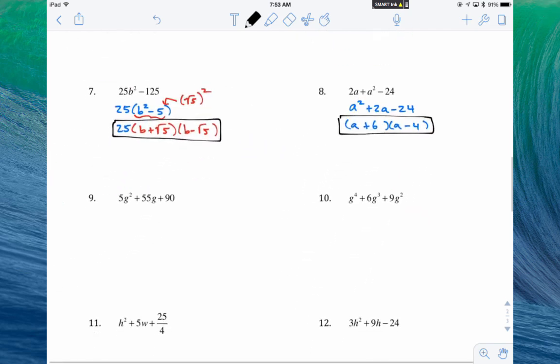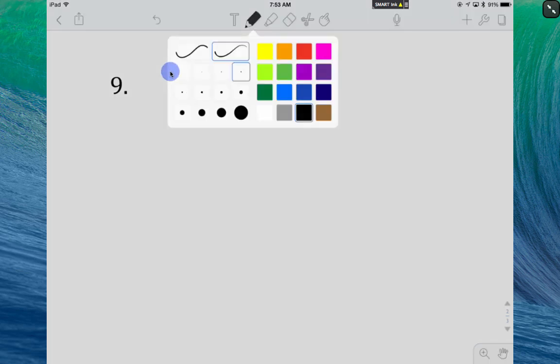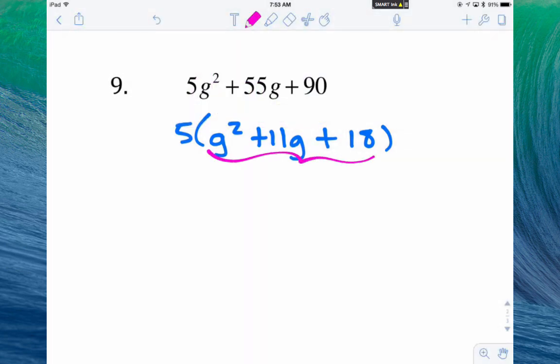Okay, looking at number 9. Yowza, we got some big numbers here. We are in standard form. That's nice. Are there any common factors? Oh, yes, there is a common factor of 5. That's nice. I don't like working with big numbers, so I like hopefully finding common factors that make life a little bit easier. All right, now we're looking at this remaining trinomial right here.